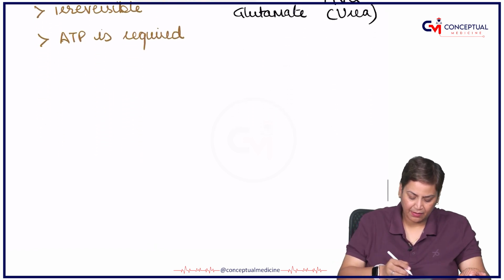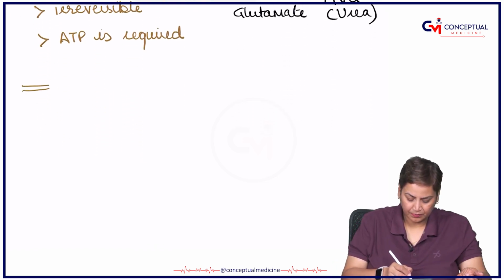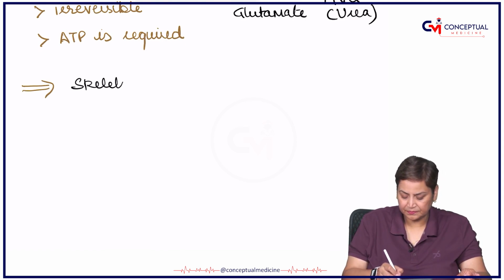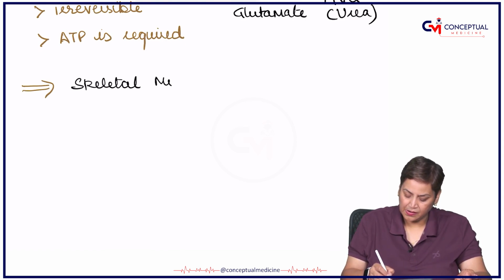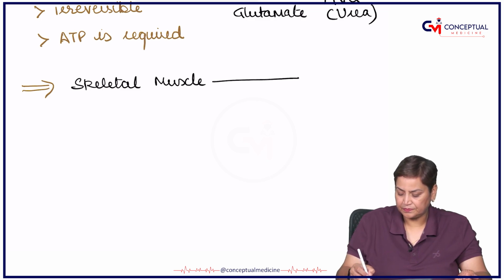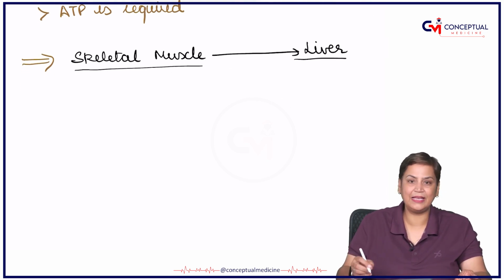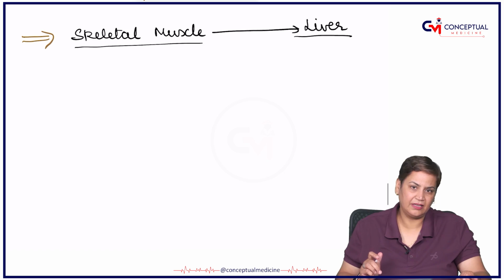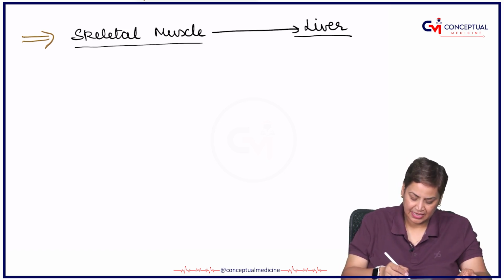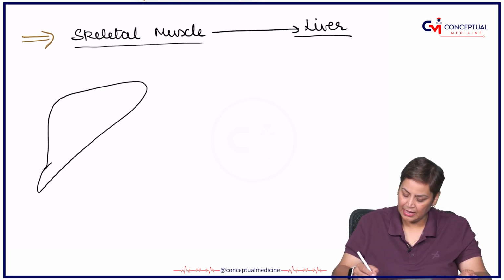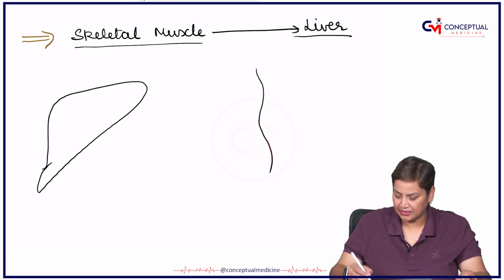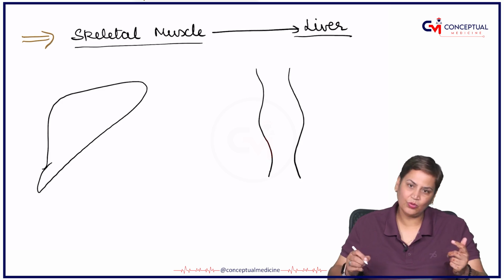Then second comes from the skeletal muscle to the liver. Now how does this transport take place? This transport takes place by alanine. So what happens here is, say this is the liver and say this is the skeletal muscle. So what is happening there?